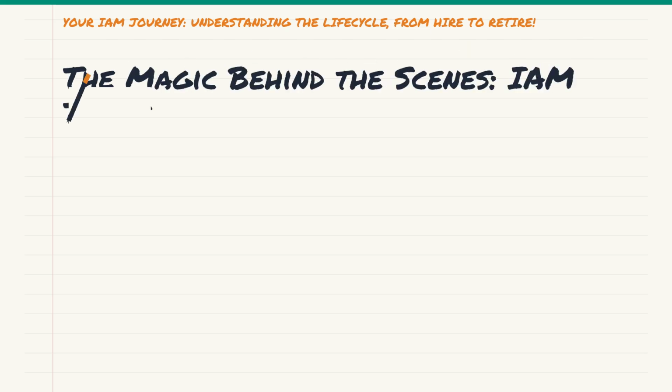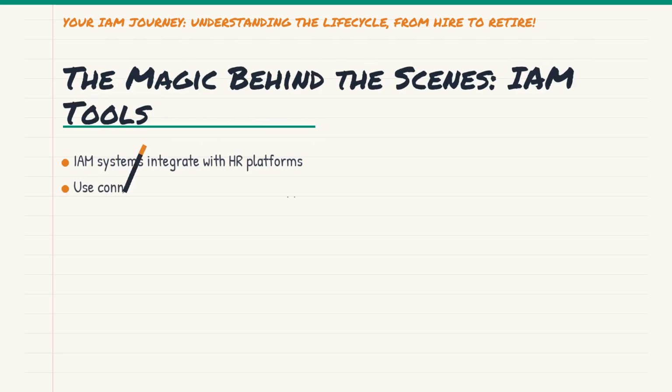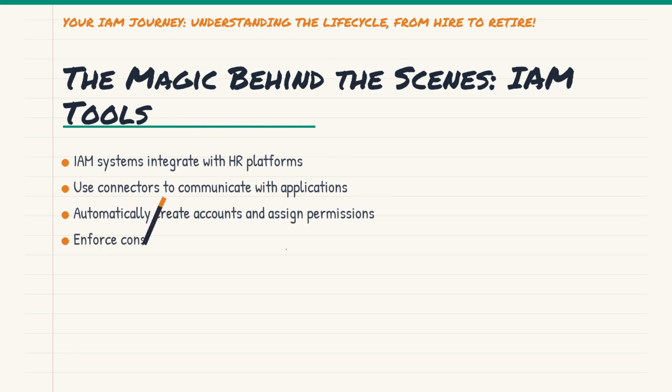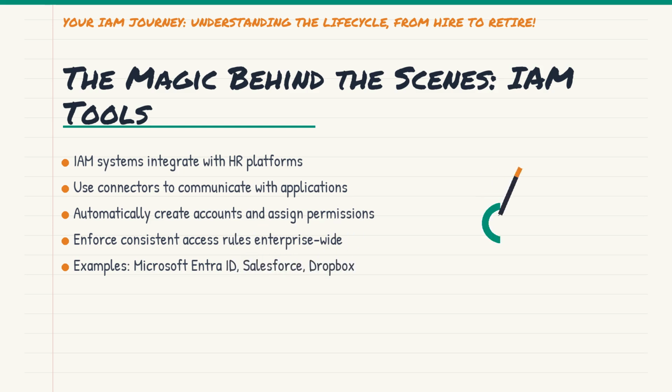How does all this automatic stuff happen? IAM provisioning systems use connectors and integrations to talk to different applications and directories. For example, when a new user is created in an HR system like Workday, the IAM system picks up that event. It then uses pre-configured rules to decide what access that user needs and sends commands to systems like Microsoft Entra ID for Windows logins, Salesforce, or Dropbox to create accounts and assign permissions. This automation is really powerful, ensuring consistency and accuracy across the board.